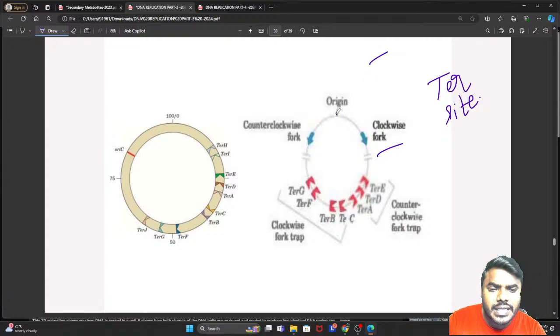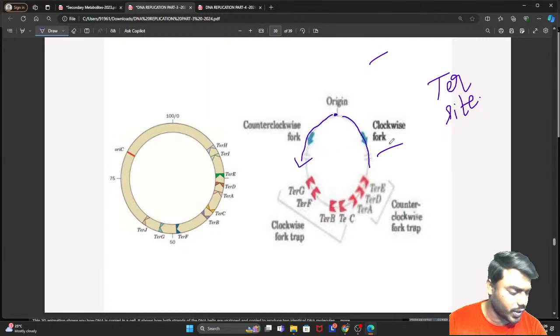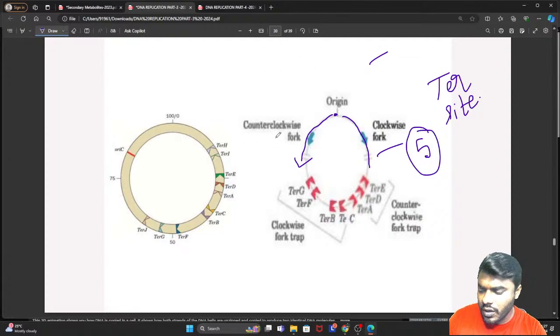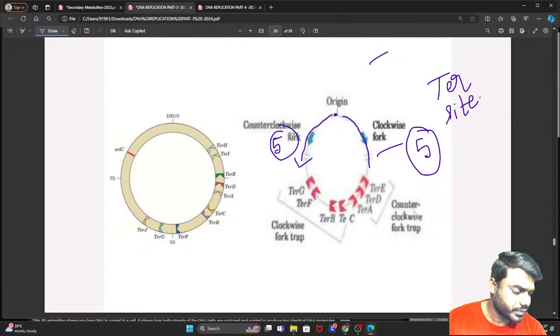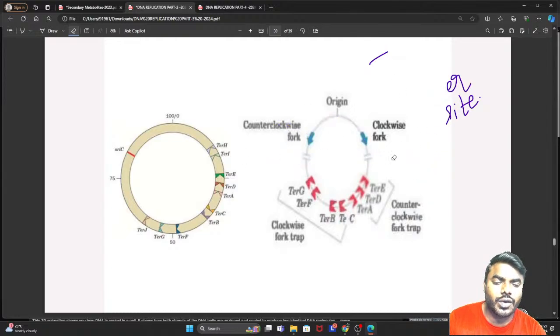Every student listen. Suppose this is the origin, one direction clockwise fork, another direction anti-clockwise fork. Now listen, all the students. In the clockwise direction, there are 5 termination sites present. In the anti-clockwise direction also, there are 5 termination sites. Clockwise, 5 termination sites; anti-clockwise, also 5 termination sites. There is no point in getting confused, and it is very easy to understand.